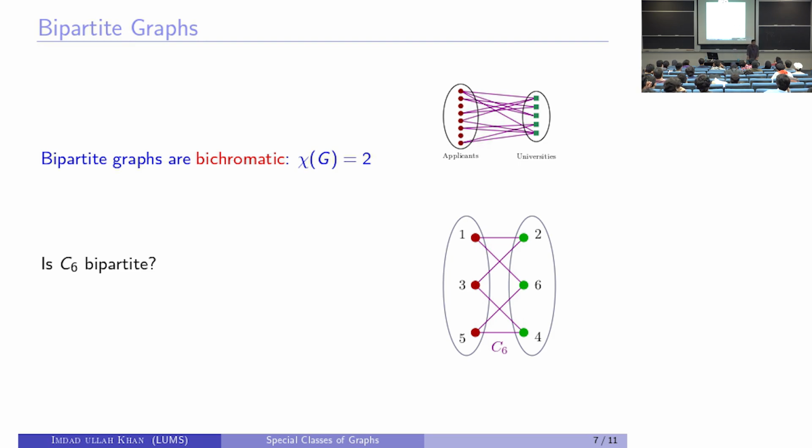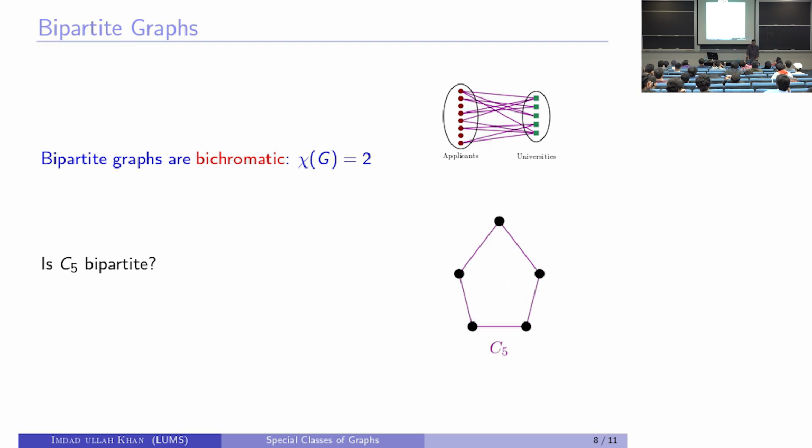Is C5 bipartite? Can you color this with two colors? No. Why not? Can you color this with two colors?